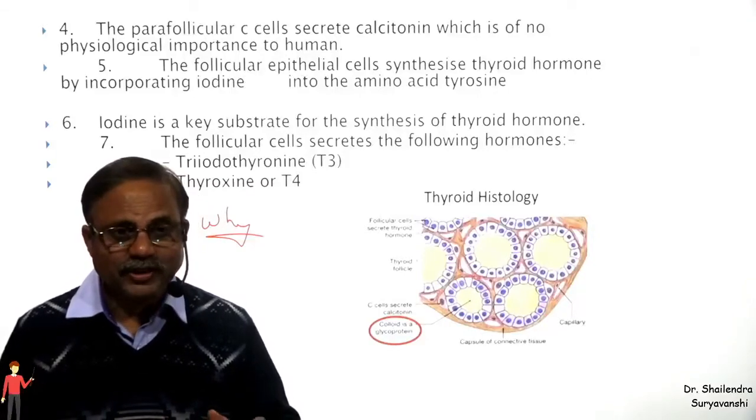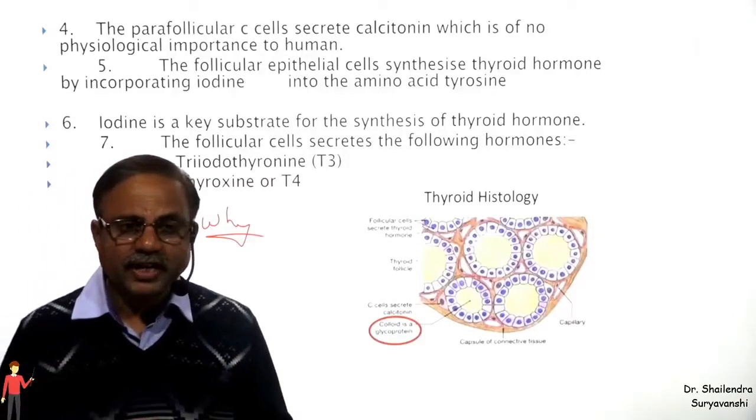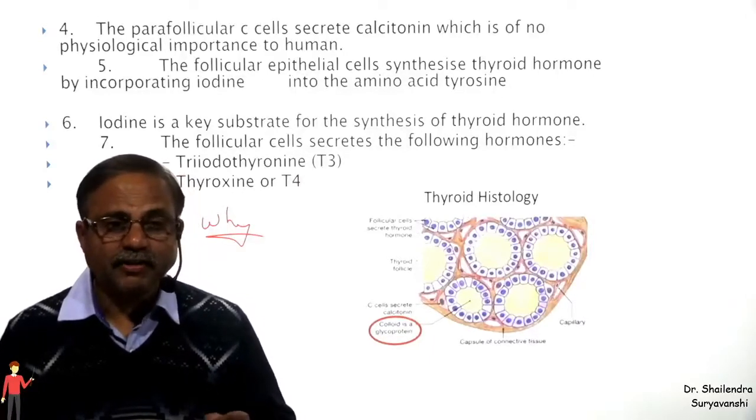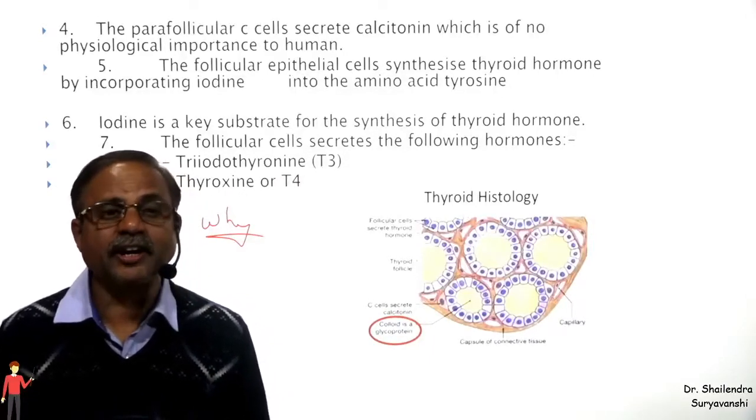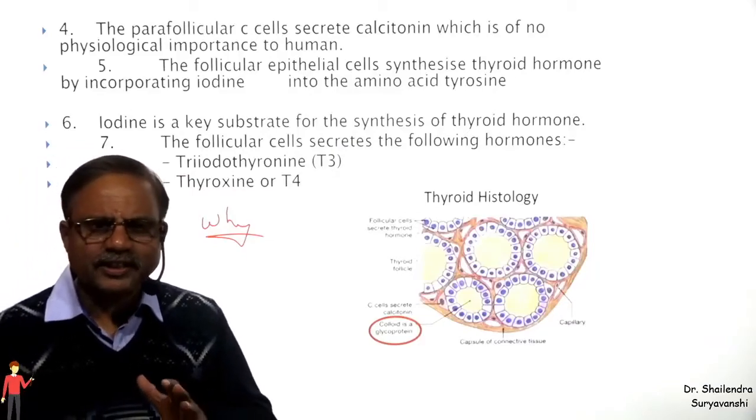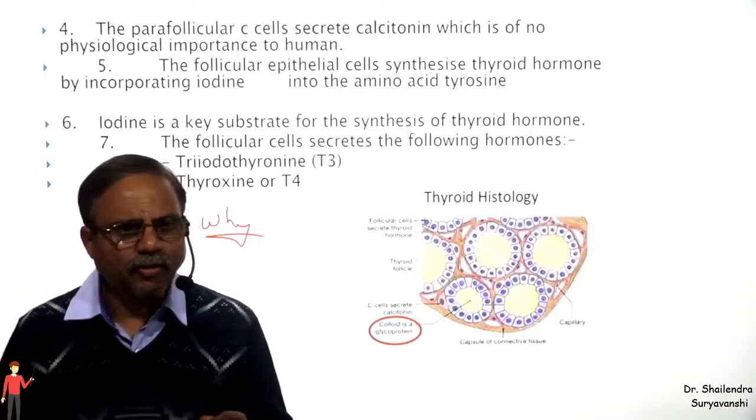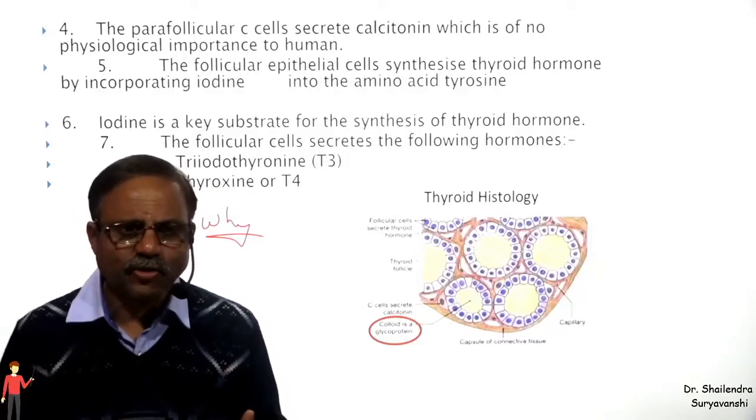Obviously the reason is that the control of calcium metabolism is performed by another very important hormone, parathyroid hormone, secreted by the parathyroid gland. So calcitonin is not needed. Even if the parafollicular cells don't secrete calcitonin, nothing will happen.